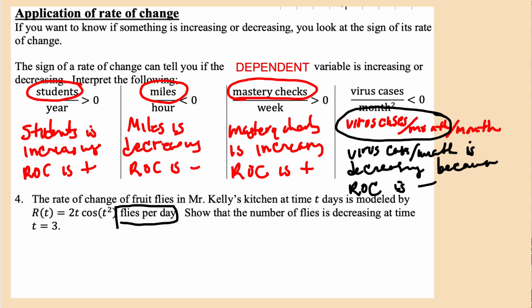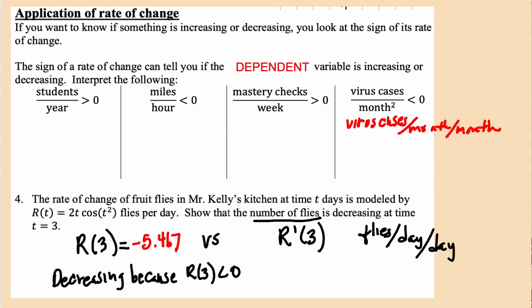All right, let's take a look at R of 3 versus R prime of 3. If you were looking at R prime of 3, you'd be looking at flies per day per day. And it's only asking us to look at the number of flies decreasing. So we really are just looking at this function. We're putting the number in to see what its value is, or its sign, and it's negative. So we say that it's decreasing because the rate of change is less than 0.